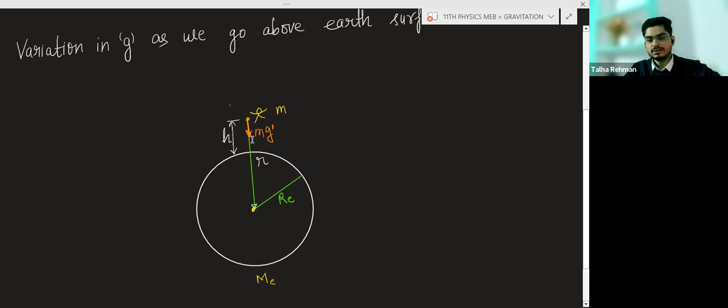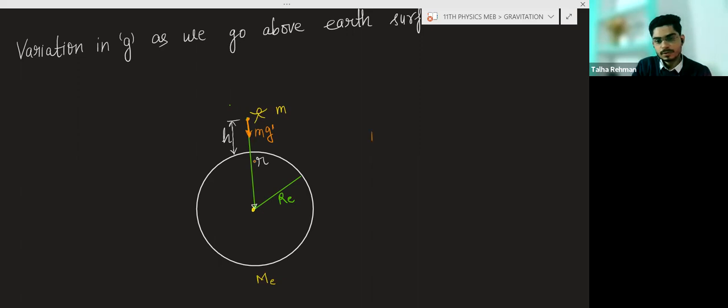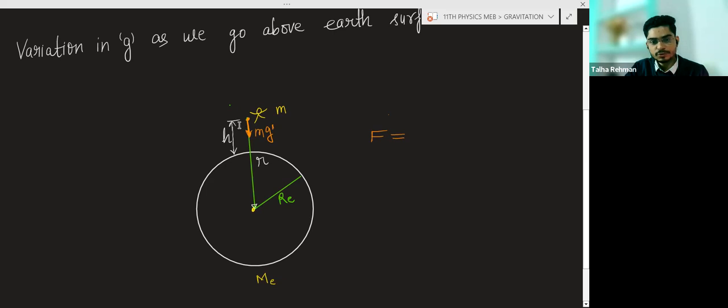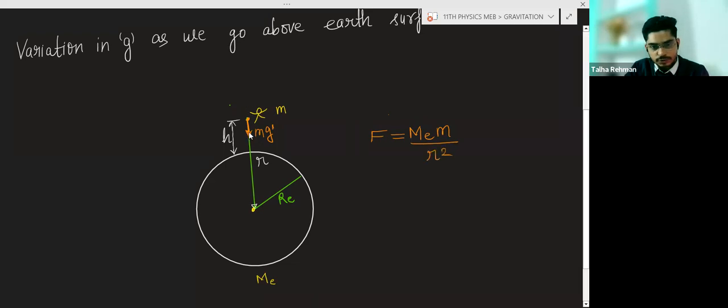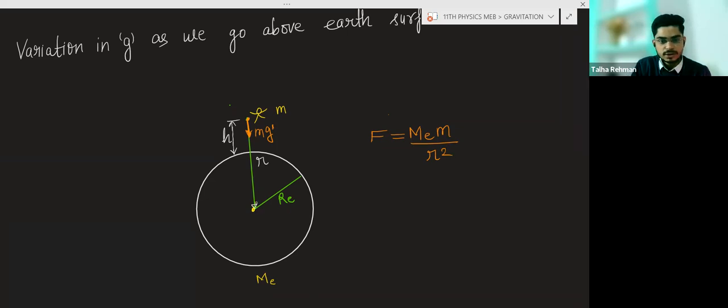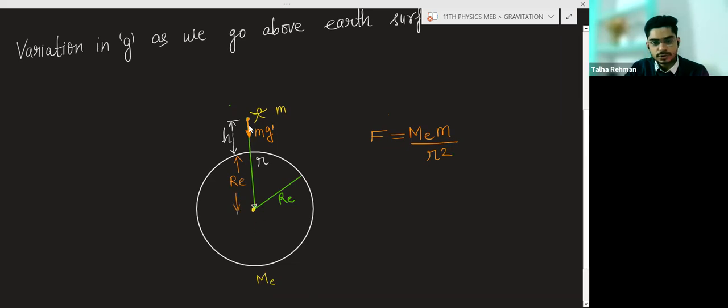Now if we apply the law of gravitation, the force will be m1 into m2 divided by r square. So it will be mass of the earth into m divided by the r square. Now the value of this total distance is r, and this distance is the radius of the earth. So this total distance is r. So r can be written as h plus re.